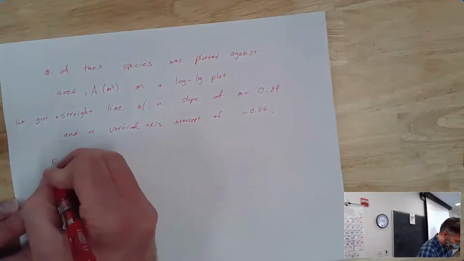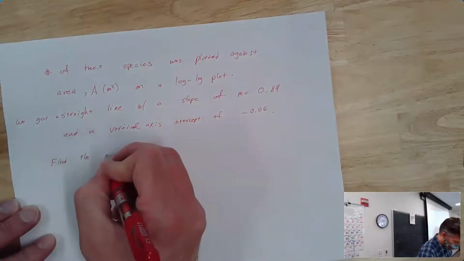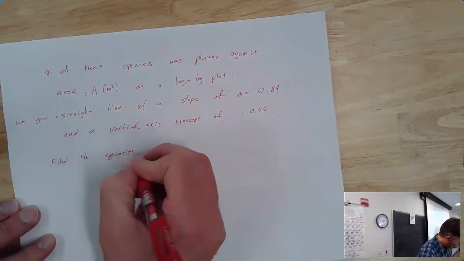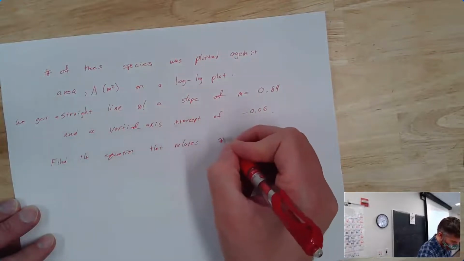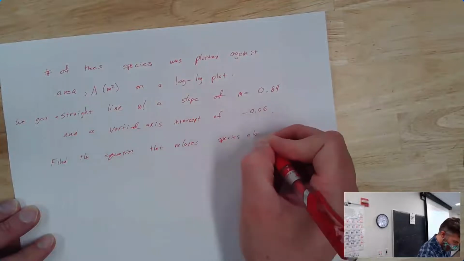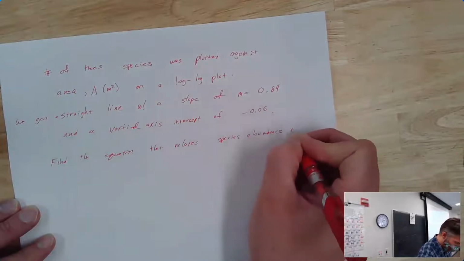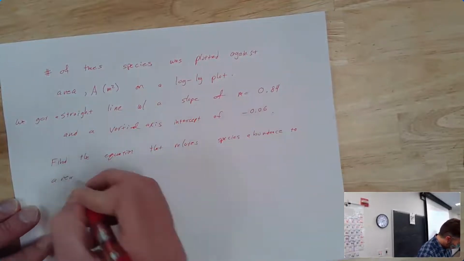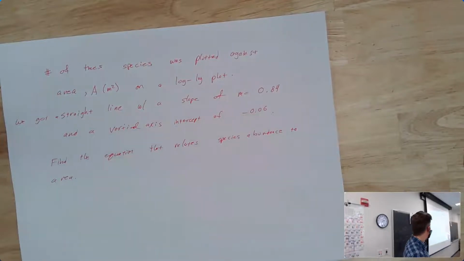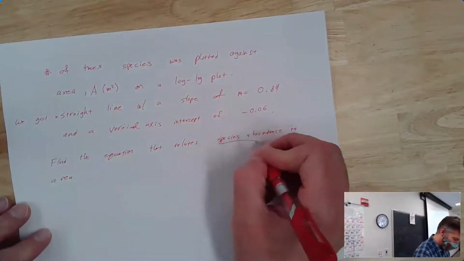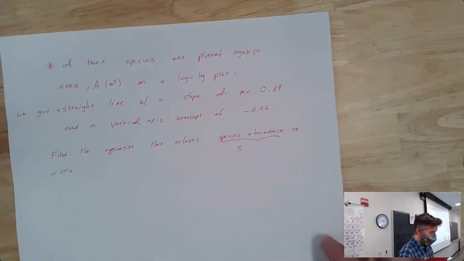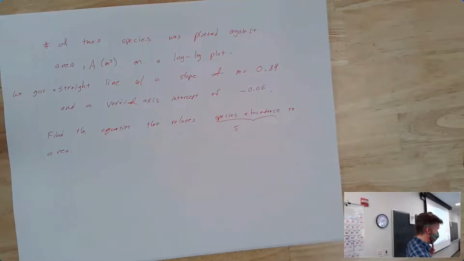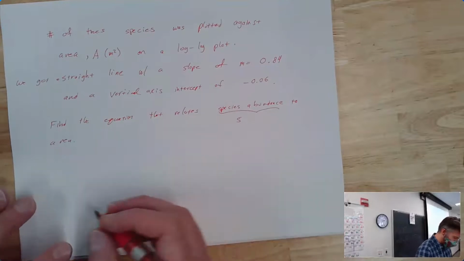Find the equation that relates species abundance to area. And let's say species abundance, let's call that S. We don't need to draw a picture of the graph here, but we totally could. And although we don't need to, it's not bad and it might be helpful.